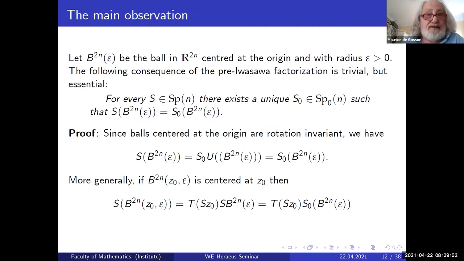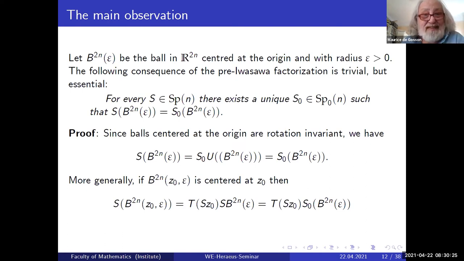Good, so the main observation now, from which almost everything stems here. Let's denote by B^{2n}(ε) the ball in R^{2n} centered at the origin and with radius ε positive. I write epsilon instead of R because epsilon in practical applications will be small, so it's just intended to be a suggestive notation here. And we have an immediate consequence of the pre-Iwasawa factorization. It's quite trivial, but essential.